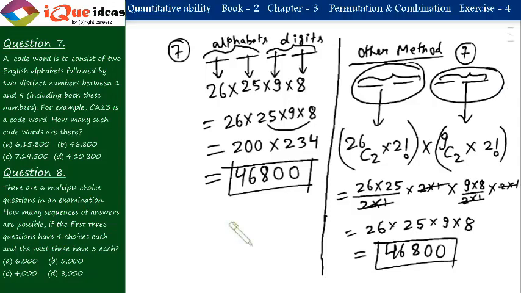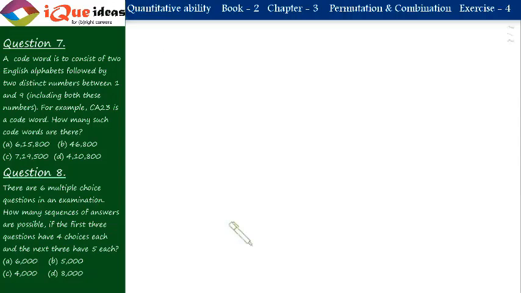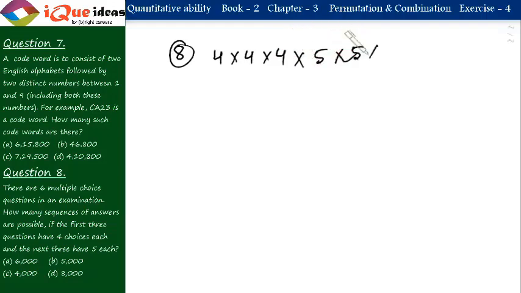Now let's take up the next question, question number 8. It says there are 6 multiple choice questions in an exam. How many sequences of answers are possible if the first 3 questions have 4 choices? Right? Now the first 3 questions, every question has 4 options. That means every question can be solved in 4 ways. So if there are 3 questions, the first 3 questions can be attempted in 4 into 4 into 4 ways. Then the next 3 questions each have 5 options. So each of them can be answered in 5 into 5 into 5 ways.